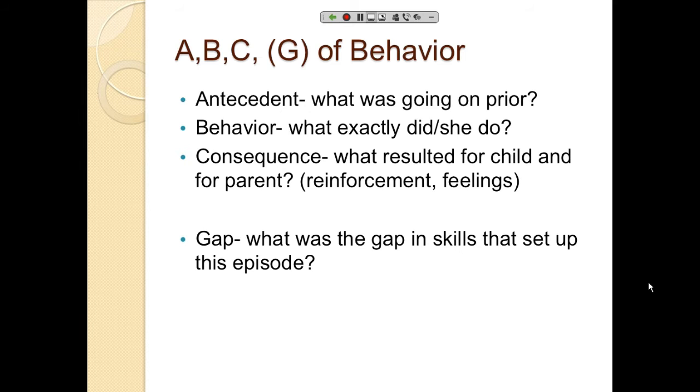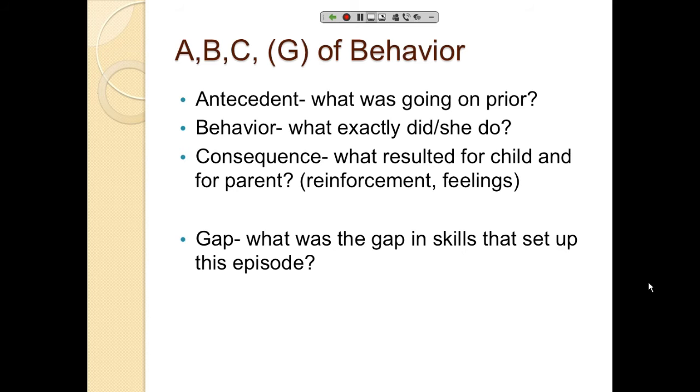So the A stands for antecedents. What is going on before a behavior occurs that's a problem behavior? And that might include things that are called setting events. So it might be something that happened that morning. Is this a day the child had trouble getting out of bed or didn't get breakfast or was sleeping in a different location than usual? And then what seems to have set it off?